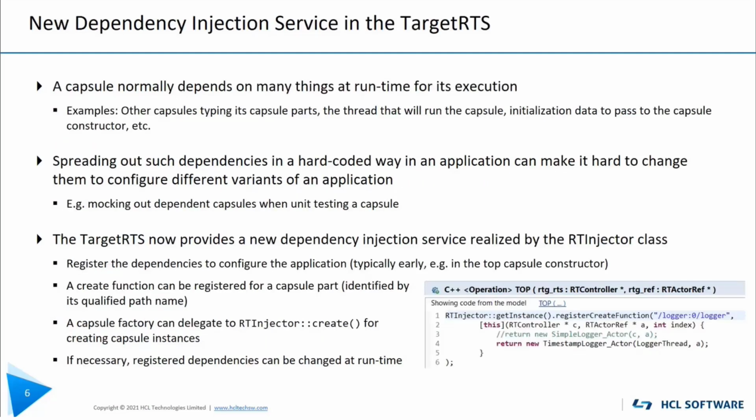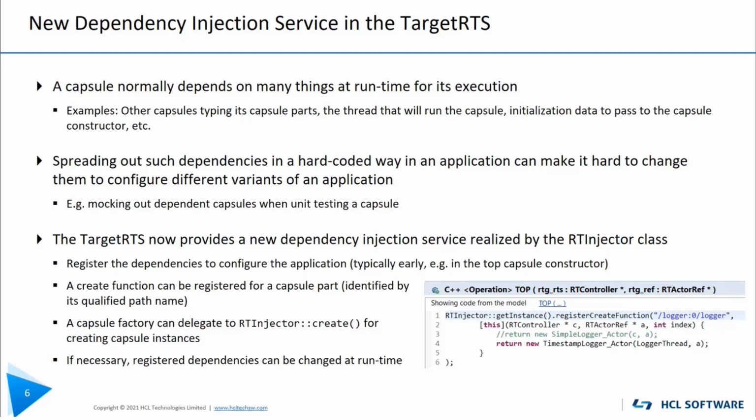So there are many frameworks already for C++ that implement dependency injection. Some are based on templates, so that it's not any runtime thing at all, but just something the compiler does. Some are based on runtime, but after doing some experiments with them, we thought it could be useful, at least for people not already using such a framework, to have a simple service in the TargetRTS that allows you to have dependency injection.